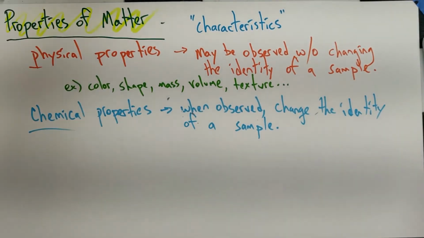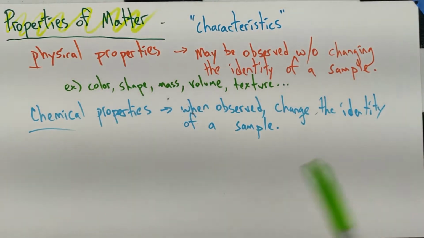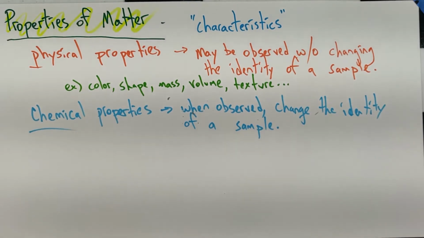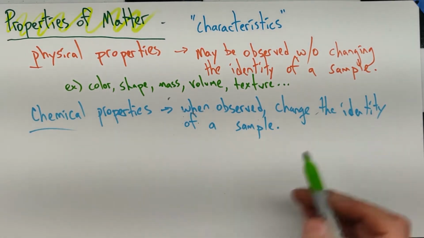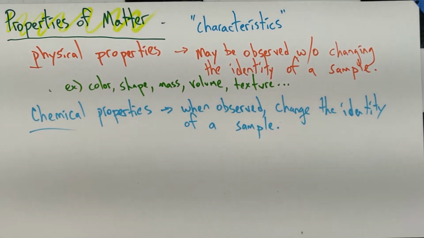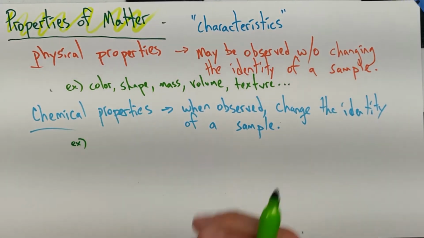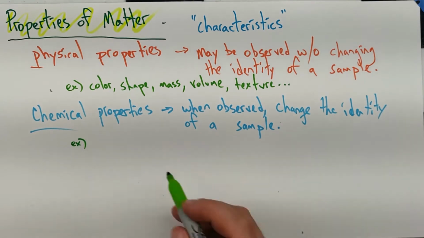So what is the chemical property we're dealing with there? If we talk about flammability, if you want to know if something is flammable, in testing that flammability, if it is flammable, its identity changes. We'll have to deal with a little bit of smoke here.